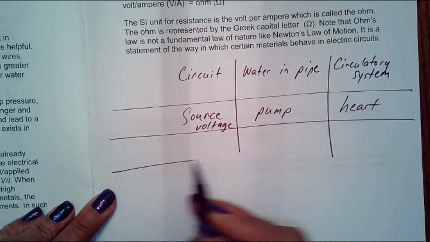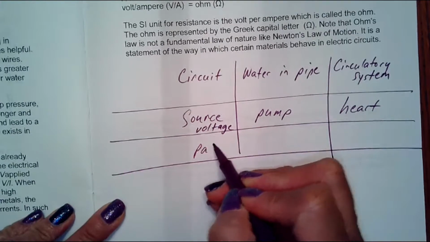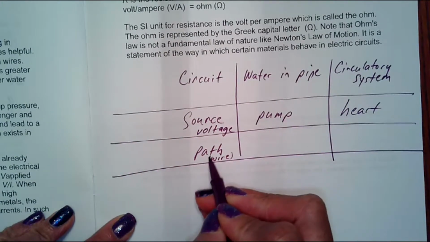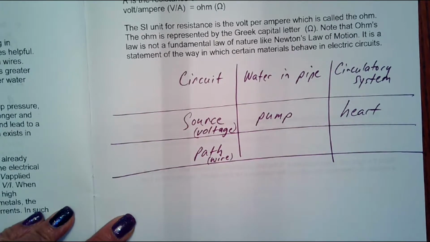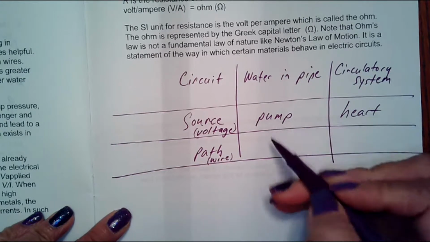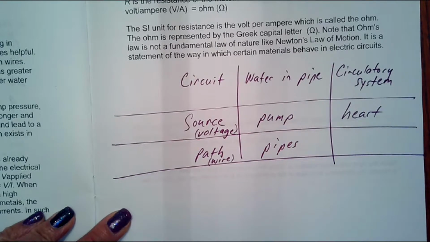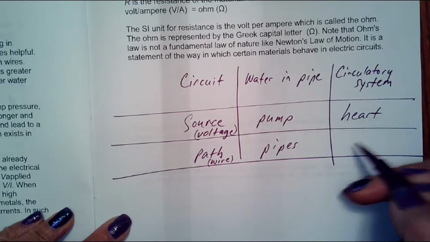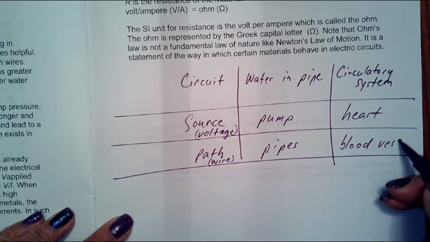So the three parts of a circuit, you have the source, and then you have the path. In this case, that would be the wire in an electric circuit. In water that is running in the pipe, the path would be the pipes itself. And the circulatory system, the path that carries the most important thing that is needed by our cell, the blood, is carried within the blood vessels.